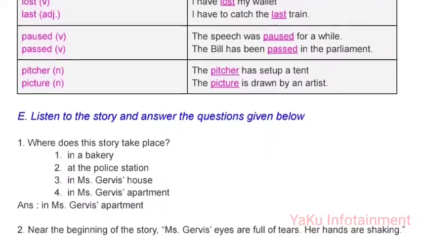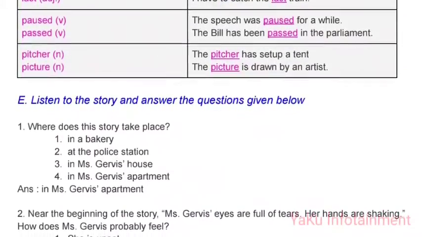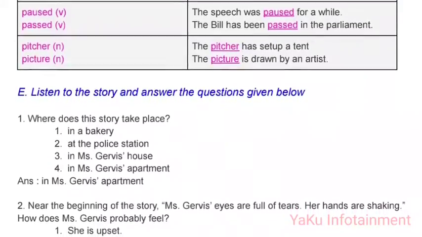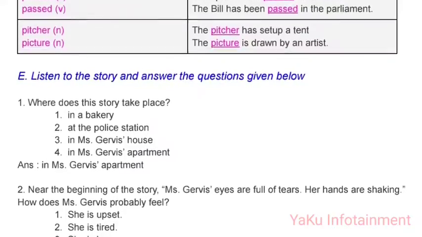Paused, past. The speech was paused for a while. The bill has been passed in the parliament. Picture, pitcher. The pitcher has set up a tent. The picture is drawn by an artist.